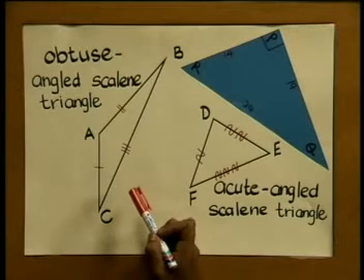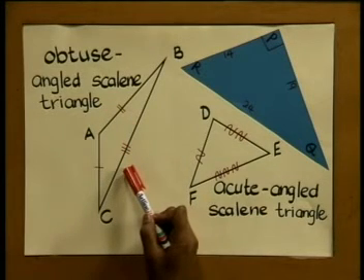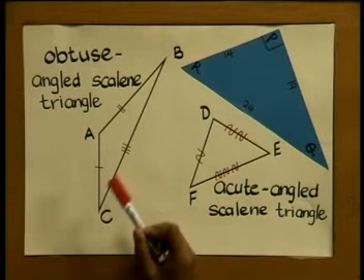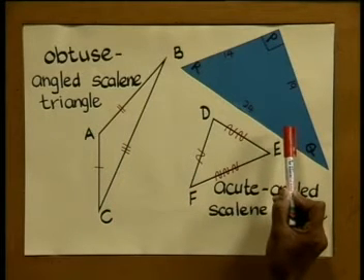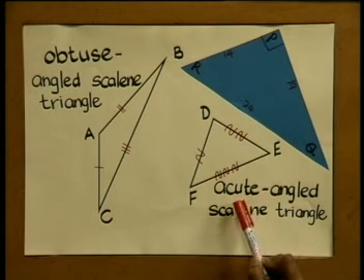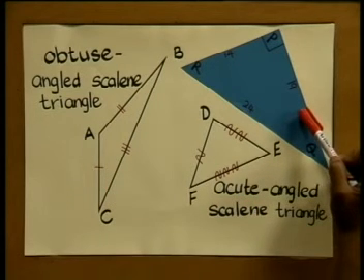When we investigated scalene triangles, we found that none of the sides are equal to each other, and scalene triangles do not have any lines of symmetry. We also get acute-angled, obtuse-angled, and right-angled scalene triangles.